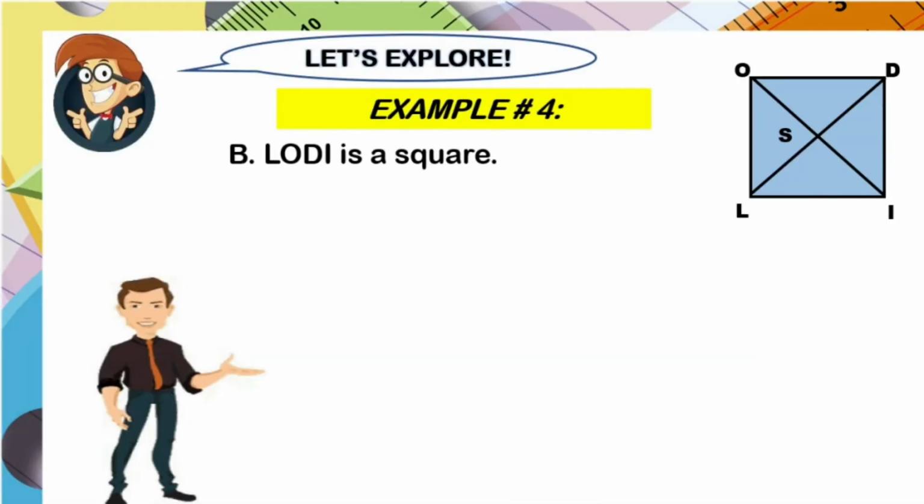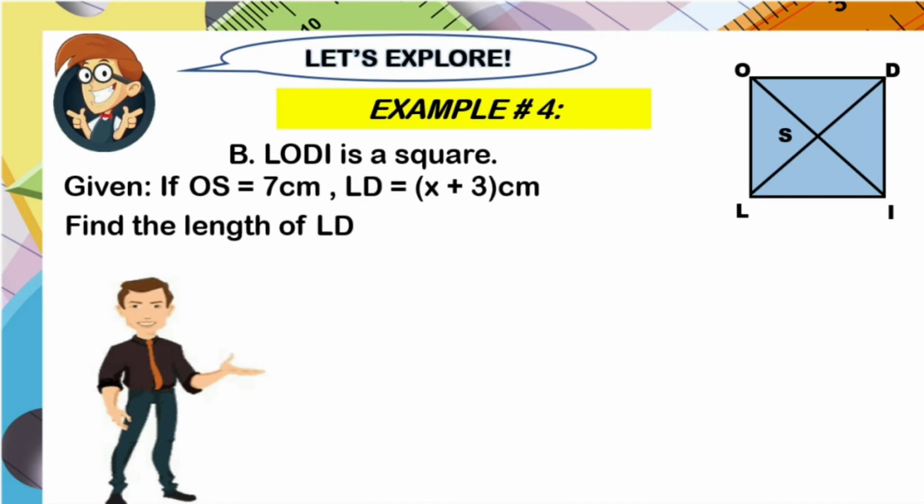And that is example number 4. Using the same figure, parallelogram LODI is a square. Given the measure of segment OS, which is 7 centimeters, and LD is equal to x plus 3 centimeters, find the length of diagonal LD.